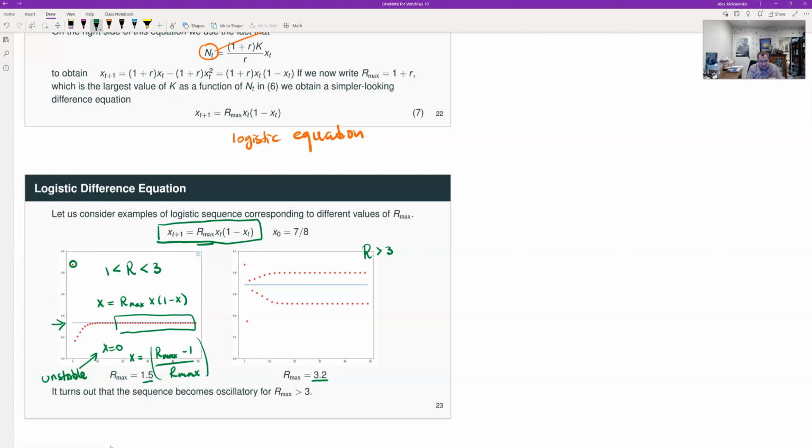Now, the second value is stable if the value of R max is between 1 and 3. That means that if some disease or some disaster suddenly drops the population below that steady state, it will push itself back to the steady state. It's a stable equilibrium. If you start above it or below it, it will bring itself back to that line. Now, the situation is slightly different for R greater than 3. In this case, we also have a steady state, but the steady state is unstable. The system will pull away from it and start to oscillate.